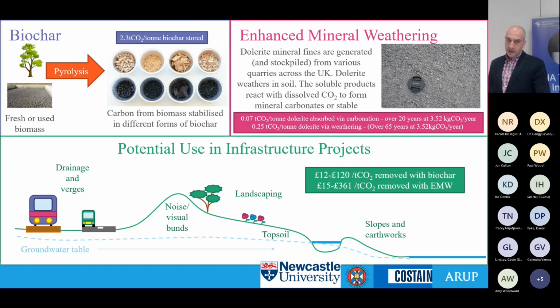So dolerite, when we look at, there's a large cost range here. For biochar, somewhere between 12 and 120 pounds per tonne of CO2 removed. It's a very wide range, and that's really depending on what sort of biomass you use to make biochar. Why is that important? Why do you have such a large range? Well, it depends on the quality and the features of the biochar that you want to create, so depending on what you start with, and I'll come to that a little bit more later on.